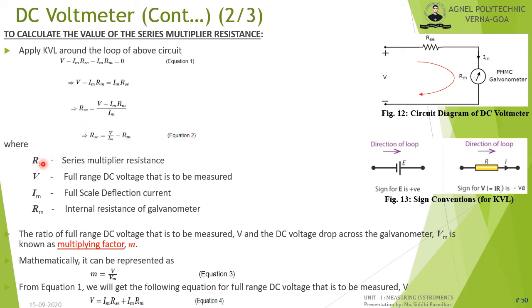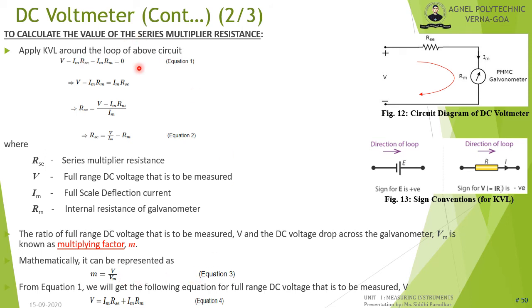In this equation, RSE is the series multiplier resistance, V is the DC voltage to be measured, Im is the full scale deflection current, and Rm is the internal resistance offered by the galvanometer. The ratio of this voltage which has to be measured and the DC voltage drop across the galvanometer is known as the multiplying factor M. So mathematically we can write it as M is equal to V upon Vm. Write this equation as equation number 3.